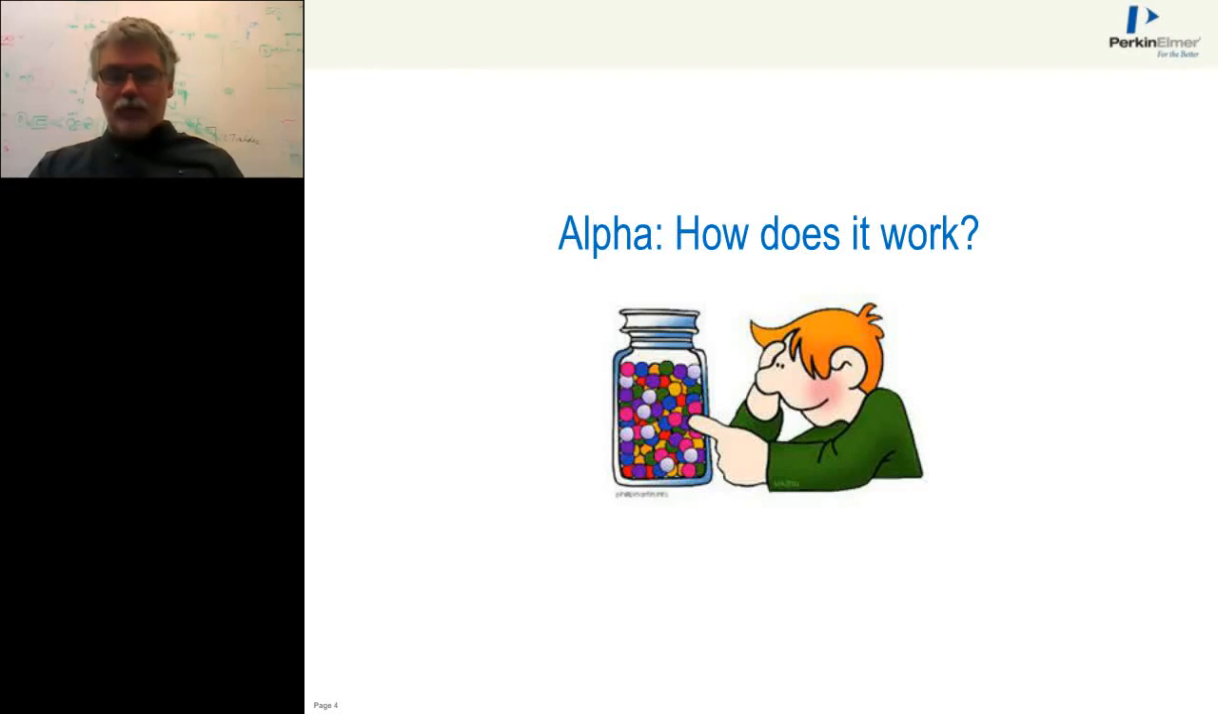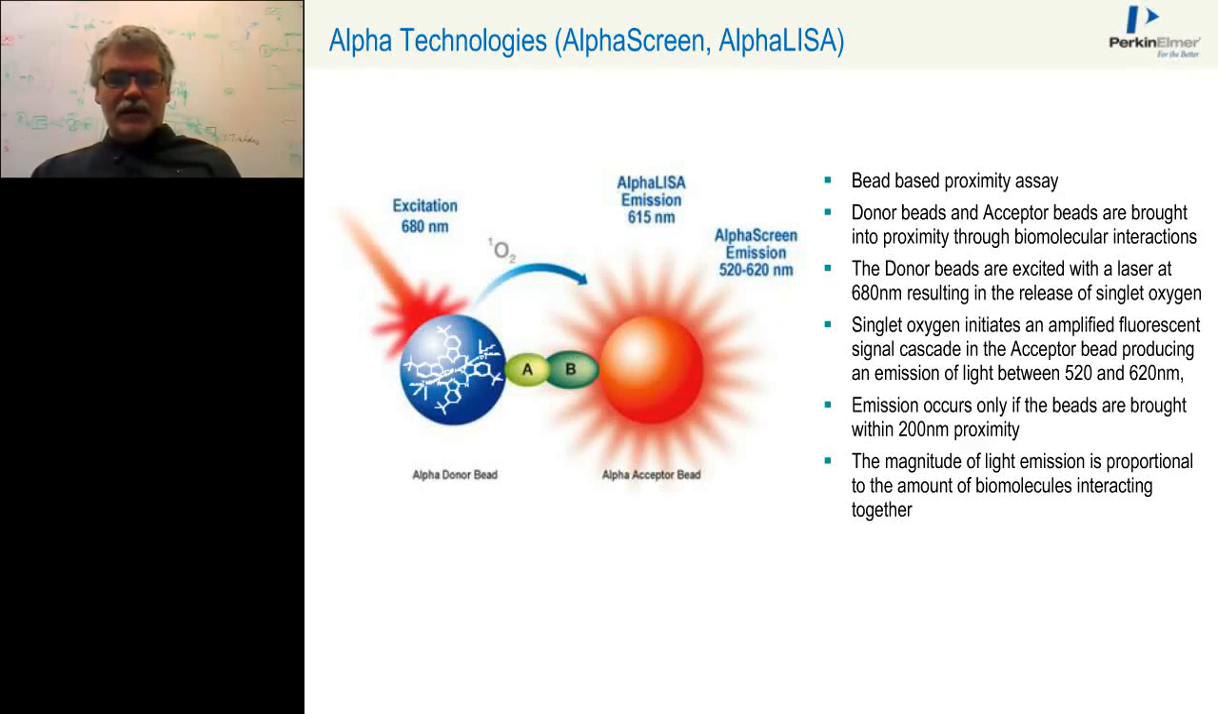So what is Alpha? At the basis, it is a bead-based technology. You have two beads, the blue donor bead and the red acceptor bead. These beads can be brought together by molecular interaction between partners that are fixed on them. The goal here, for example, would be the detection of an antigen by partners A and B.